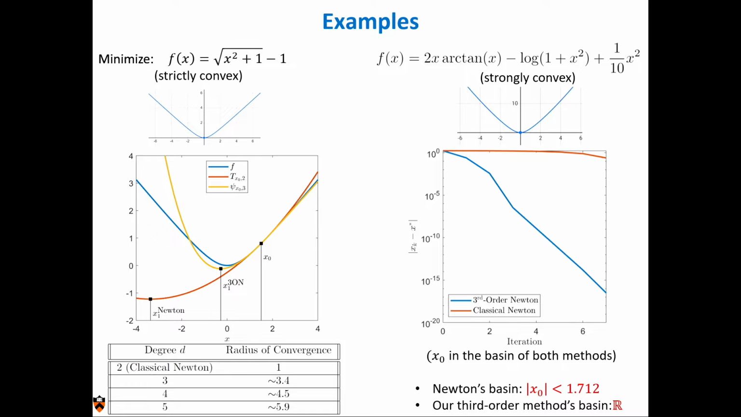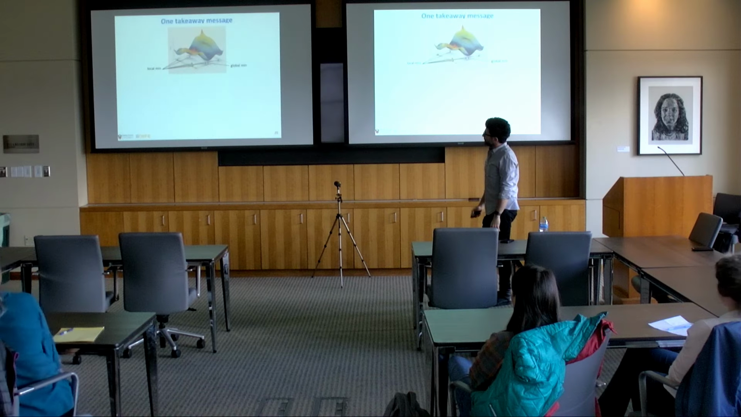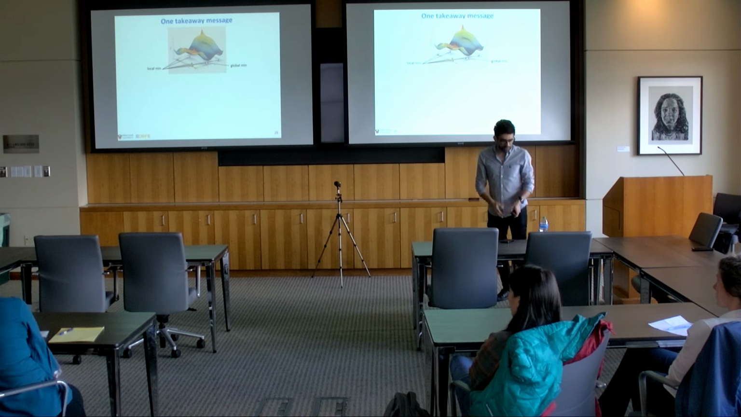The second example shows that even in the strongly convex case, these higher order methods can do better. So Newton's basin is about plus minus 2. The basin already for the degree 3 method is all of R. And moreover, even if you start with a point that is in the basin of both, this is a plot of error versus iteration, the third order method can be considerably faster than Newton. OK, so let me end here.